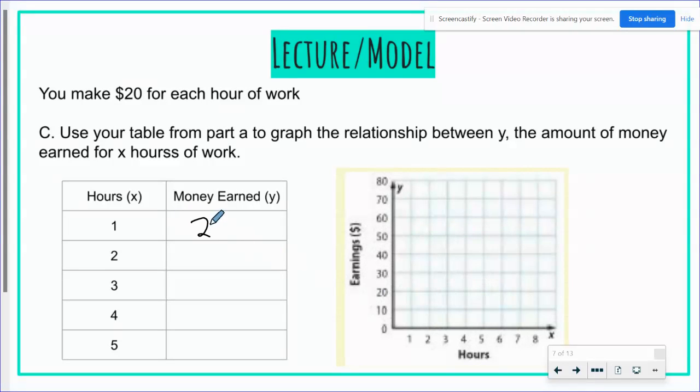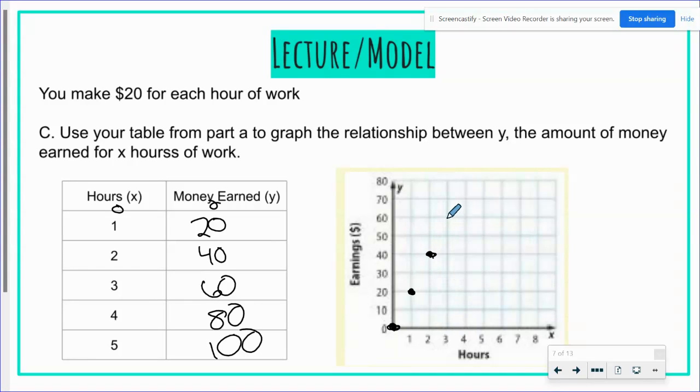Now we're going to graph this: 20, 40, 60, 80, 100. And then again, as I said, we always start at 0, 0, because when we work 0 hours, we don't make any money. All right, I need to go. For 1 hour, we make $20. So I'm going to plot that here. 2 hours, we make $40. So I'm going to plot that there.